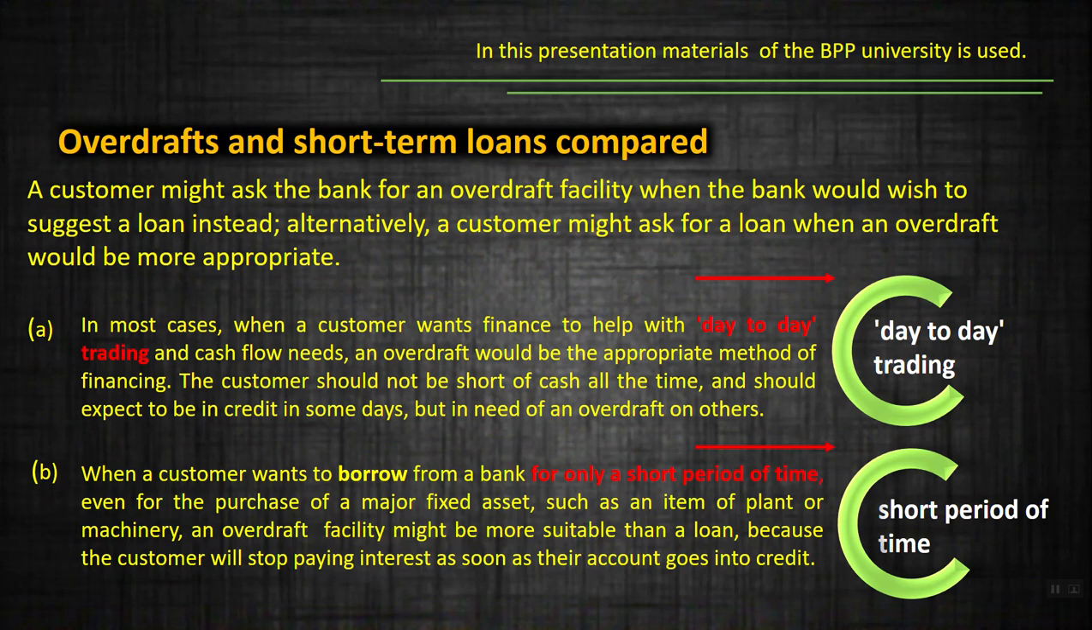The customer should not be short of cash all the time and should expect to be in credit on some days, but in need of an overdraft on others. When a customer wants to borrow from a bank for only a short period of time, even for the purchase of a major fixed asset, such as an item of plant or machinery, an overdraft facility might be more suitable than a loan because the customer will stop paying interest as soon as their account goes into credit.